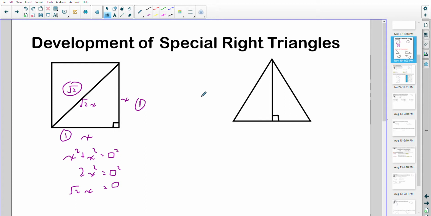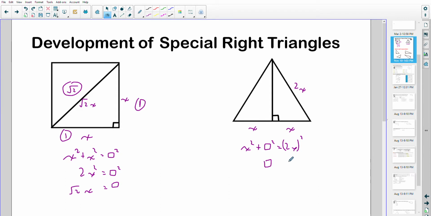Doing the similar activity in the equilateral triangle, labeling this as side x. You could say this is 2x because it's an equilateral triangle, and that would be x as well. And the idea here is to get the leg. So again, by using the Pythagorean theorem, x squared plus your box squared equals 2x squared.